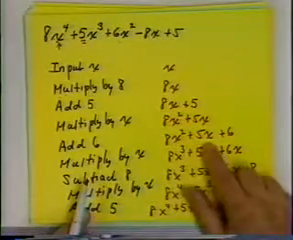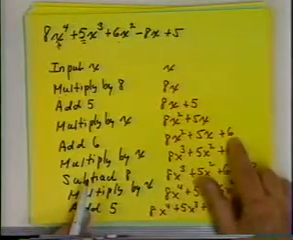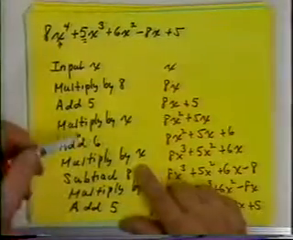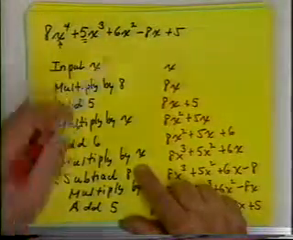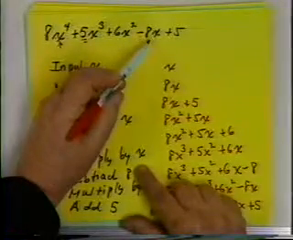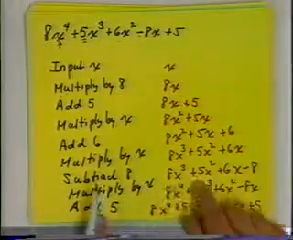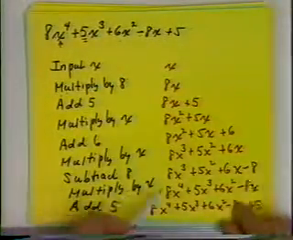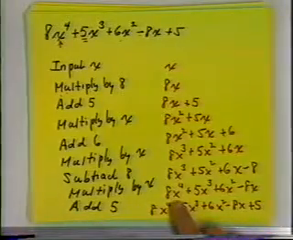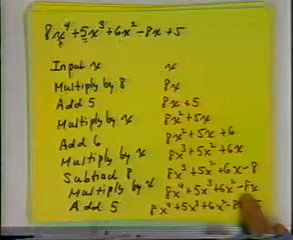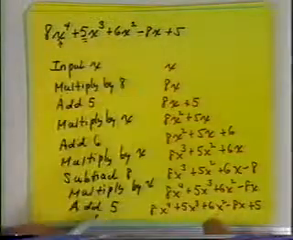That gives me 8x squared plus 5x plus 6. Okay? Now what happens? I multiply by the input again. Now what's the next operation I see over here? It looks like it says subtract 8, so that's what I'm going to do. I subtract 8. Then to account for the x over here, I multiply by the input again. That's going to give me 8x to the fourth plus 5x to the third plus 6x squared minus 8x. And the final step says add 5.